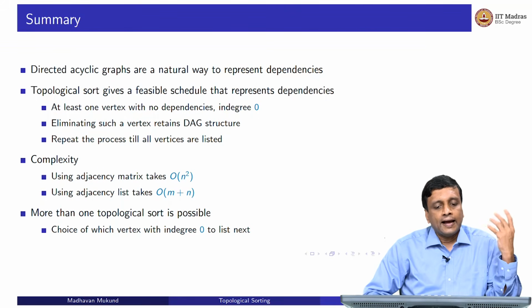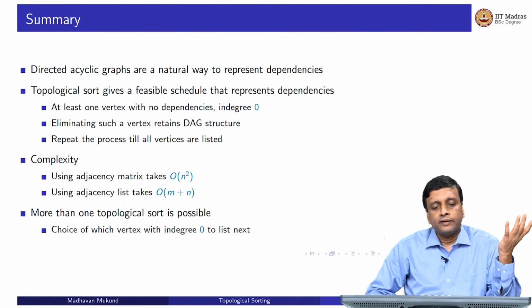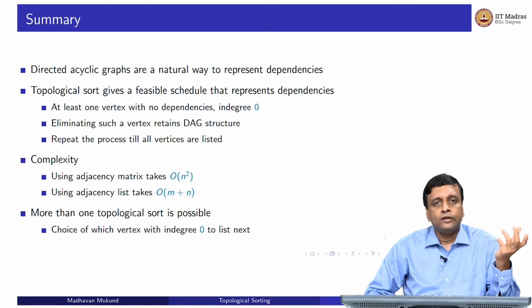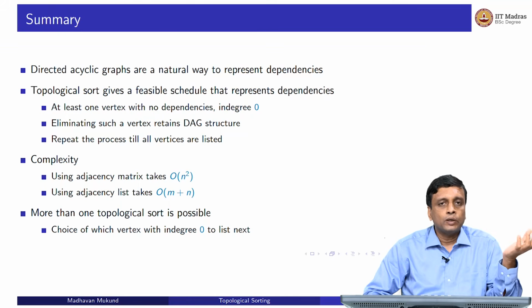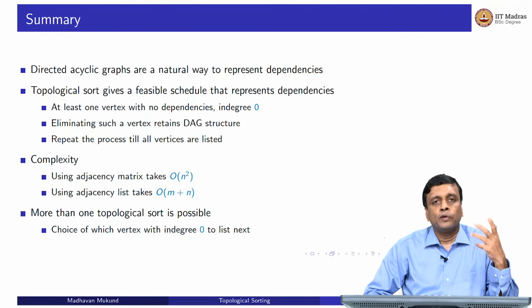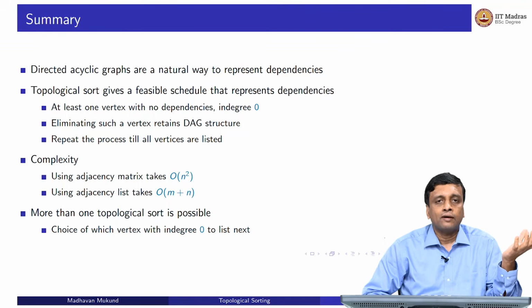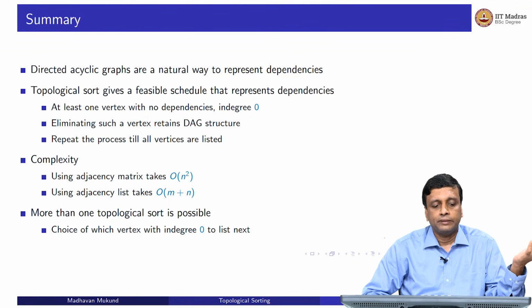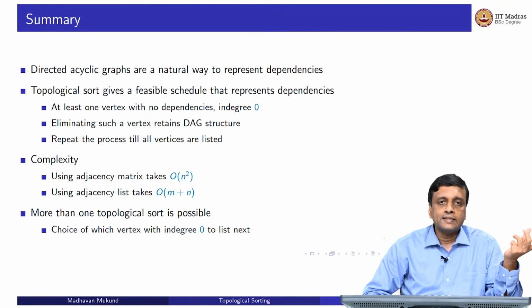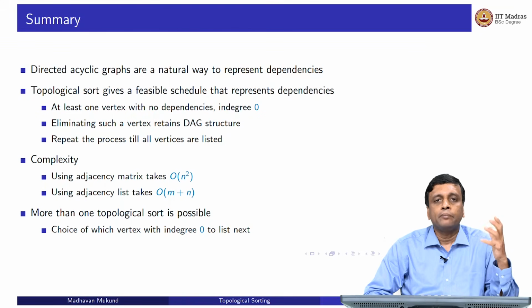To summarize, DAGs are a natural way to represent dependencies, and what we typically need to do with a DAG is to come up with a feasible schedule, and that is what topological sort does. We can justify that topological sort is always possible by showing that every DAG will have a vertex with in degree 0, and if we eliminate this vertex, we are left with a DAG, so we can keep repeating this until the DAG becomes empty. With adjacency matrices, the naive implementation takes time n squared, but if we use an adjacency list and maintain this queue for the 0 degree vertices which have to be enumerated, we can bring it down to order m plus n.